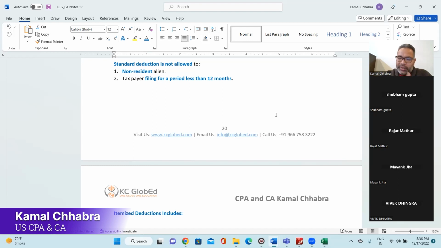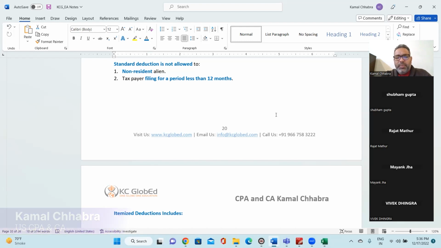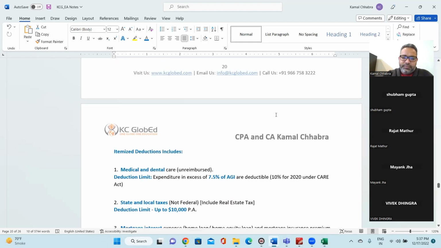For example, any of your clients has started a sole proprietor business, doing a small shop or small manufacturing setup, or providing professional service individually. And he or she started that, let's say, in July or August. The financial year is January to December, but he has worked for only 5 or 6 months. So he or she will be filing for a period of less than 12 months of taxable income, right? Make sense? So he or she is not eligible for the standard deduction. He or she needs to go with the itemized deduction only. Make sense?